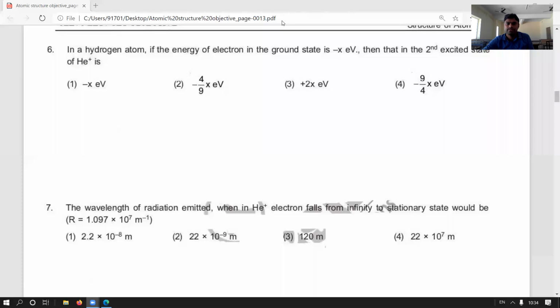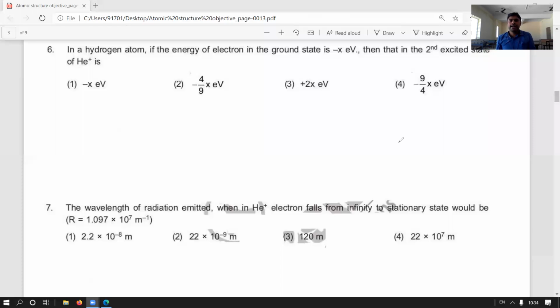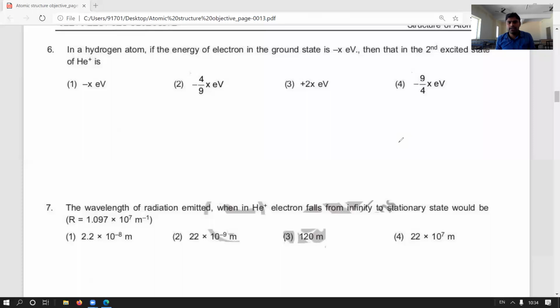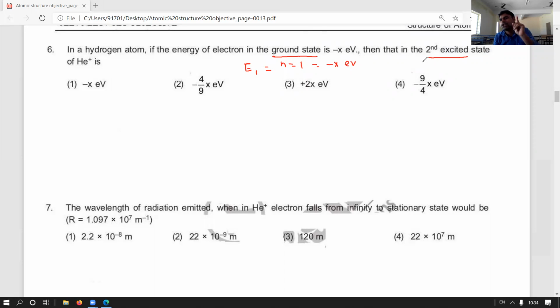It is very, very important. In a hydrogen atom, if the energy of the electron in the ground state, that means n equal to 1, ground state means E1, E1 is equal to minus X electron volts. Then the second excited state means what? First excited state means n equal to 2, second excited state means n equal to 3. If n is equal to 3, then its energy they asked.